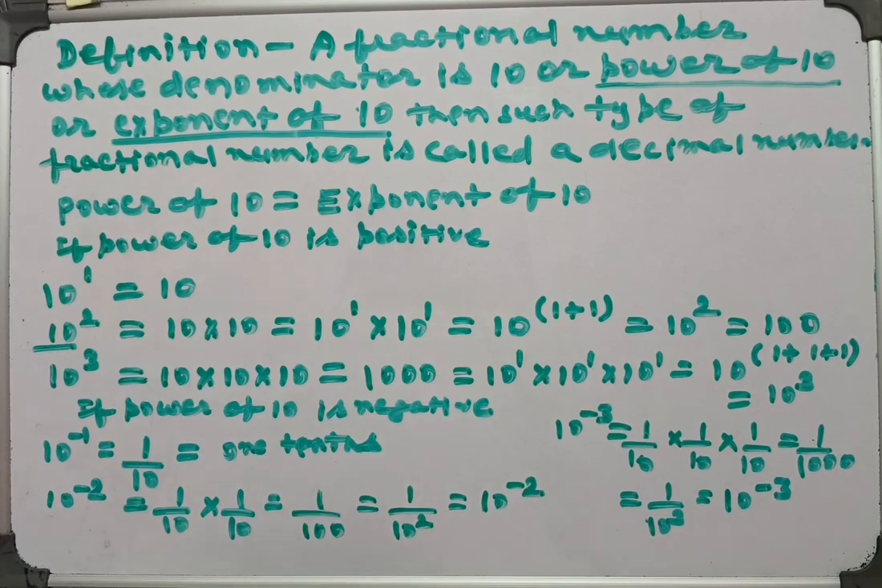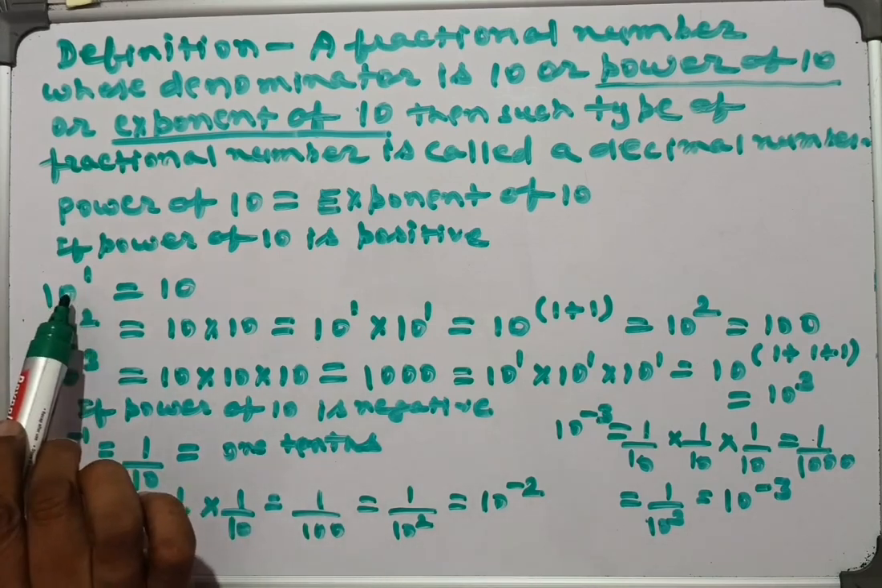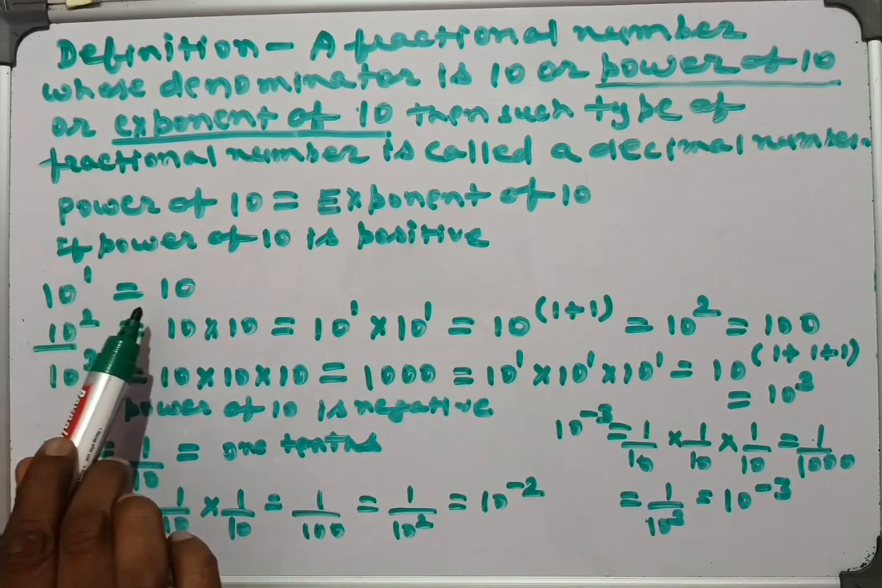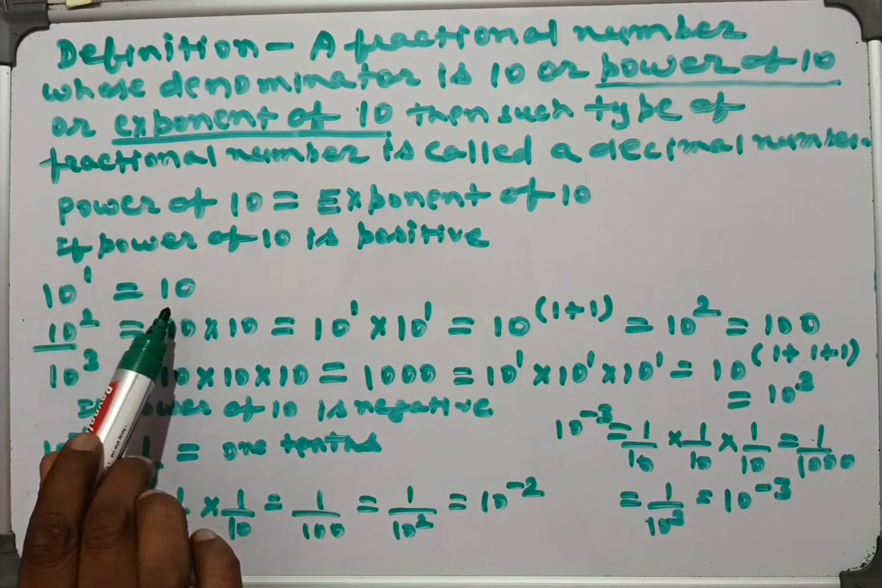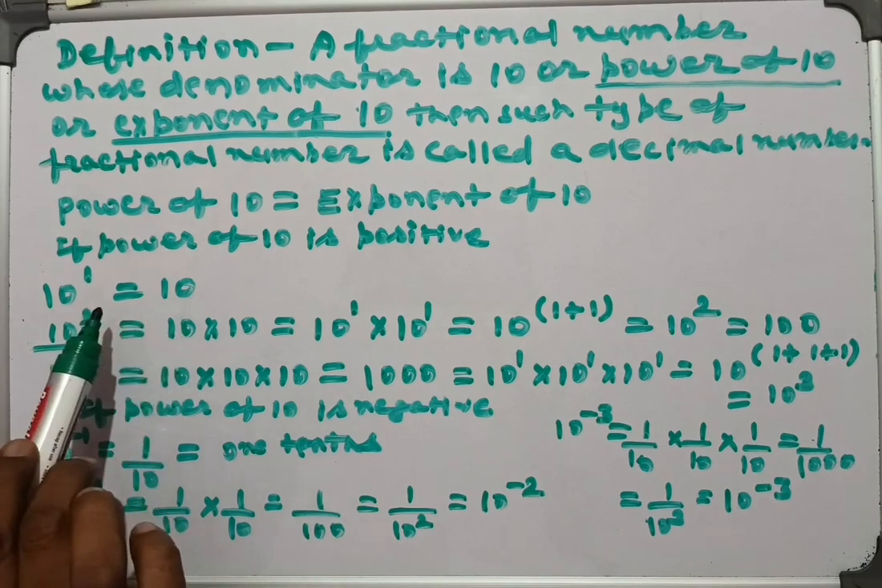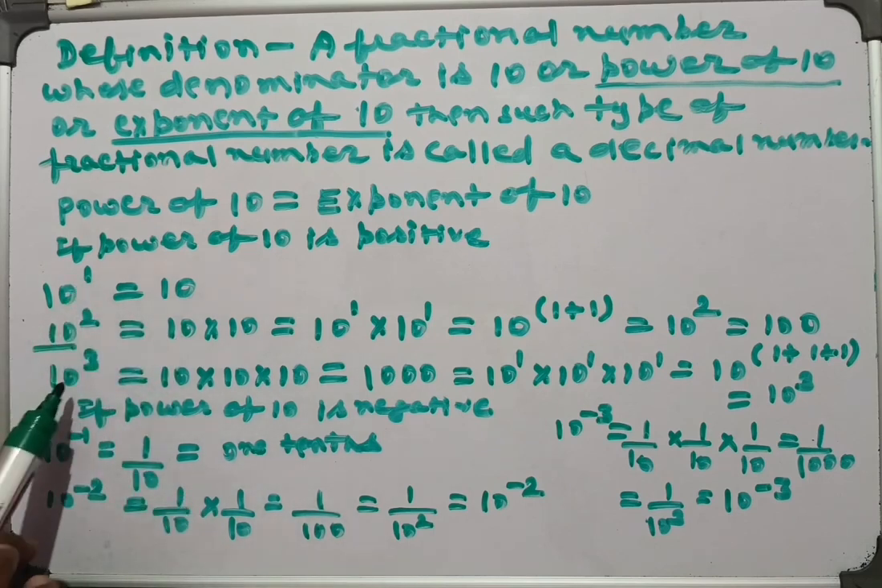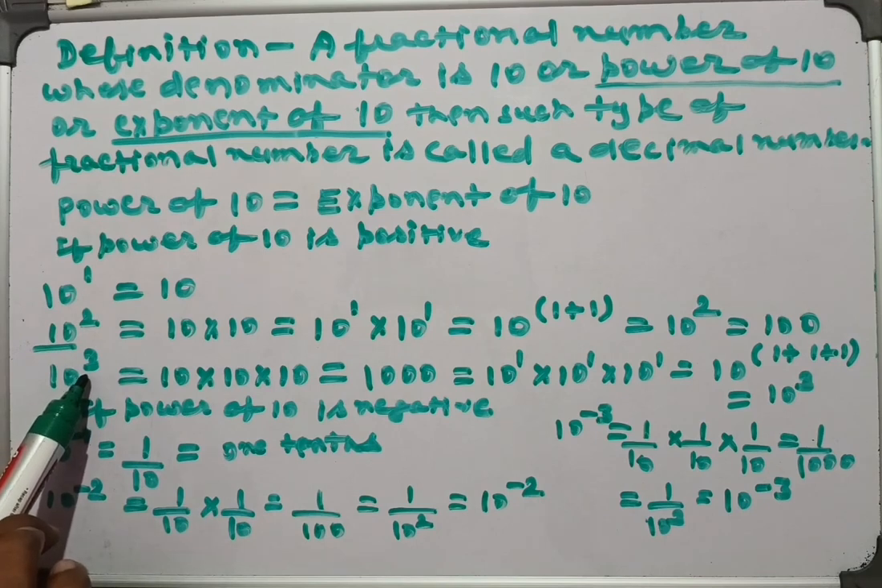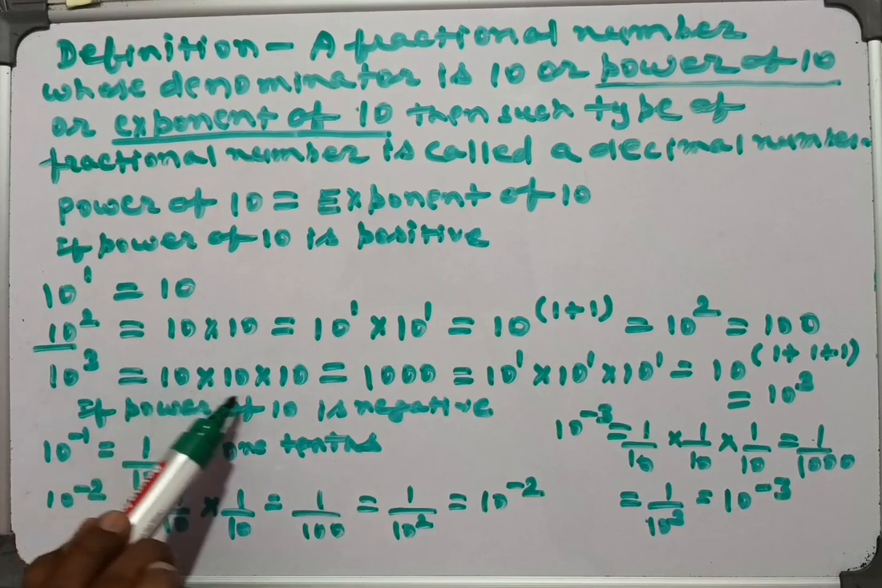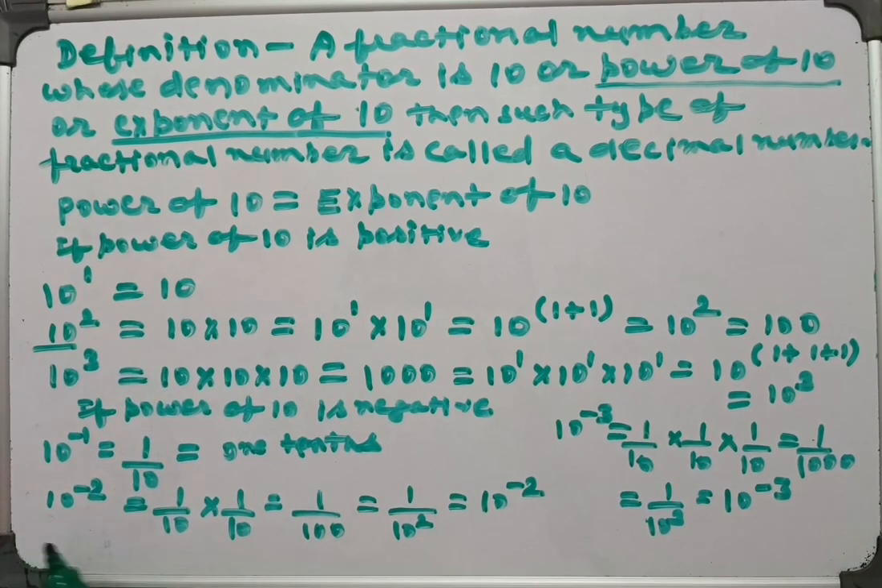So guys, what we finally conclude: when the power of 10 is positive, you have to multiply by 10 as many times as the number given in the power. In this case, see, 3 is given in the power, so you have to multiply 10 three times. In negative cases, here the power is minus 2, 10 to the power of minus 2, it means you have to multiply 1 by 10 twice, because here the power is minus 2.